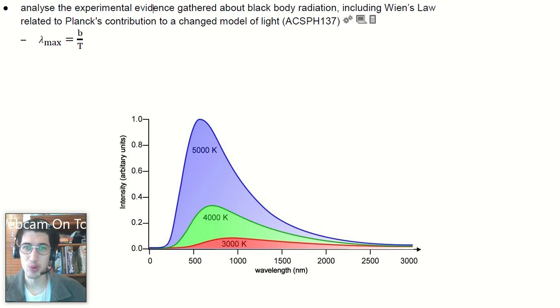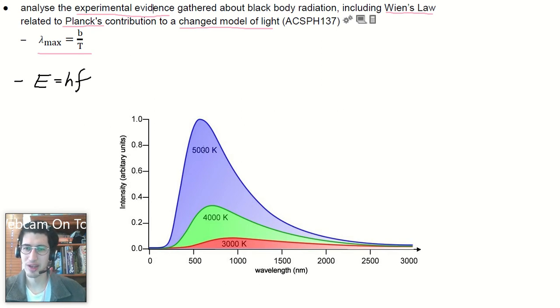Okay, so what do we have to do? We have to analyze the experimental evidence about blackbody radiation, and we've got to talk about two people. We've got to talk about Wien and Wien's law, and we've got to talk about Planck and what he did to the model of light afterwards. We've got an equation here, but I am going to throw in another equation as well, which is E equals hf, which is very important. Okay, so experimental evidence about blackbody radiation.